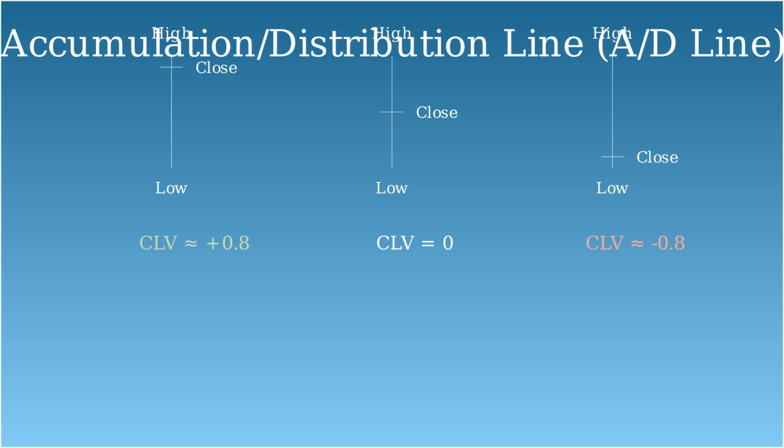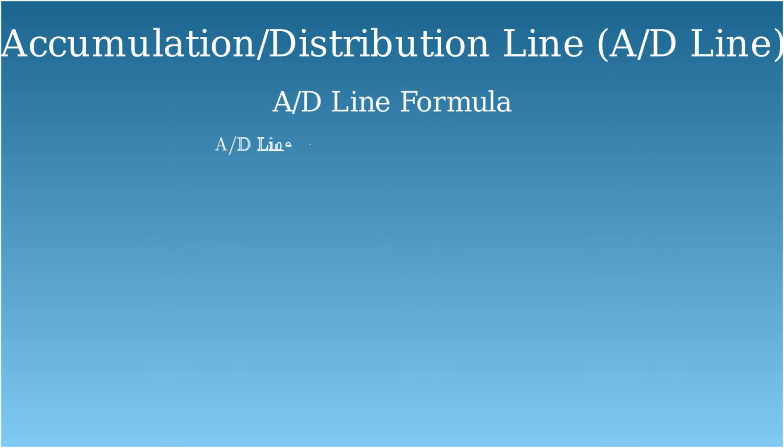When price closes near the high of the range, CLV is positive, indicating accumulation. When price closes in the middle of the range, CLV is near zero, indicating neutral money flow. And when price closes near the low of the range, CLV is negative, indicating distribution or selling pressure. The AD line is calculated by multiplying each period's CLV by its volume, then adding this to the previous AD line value.